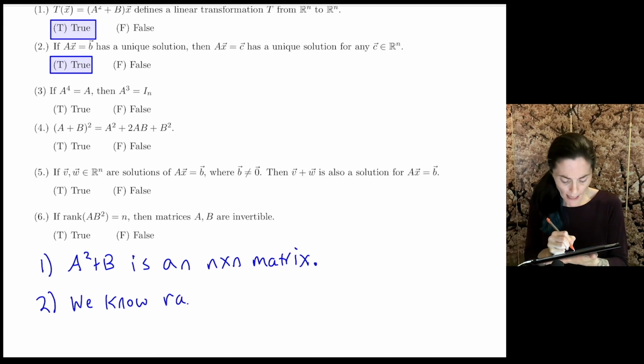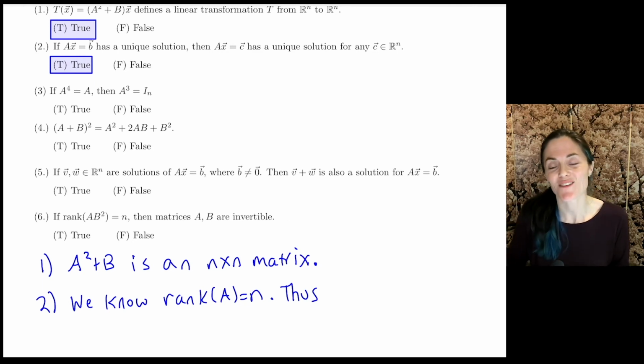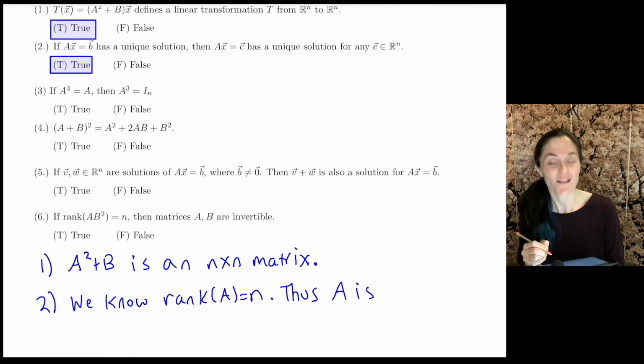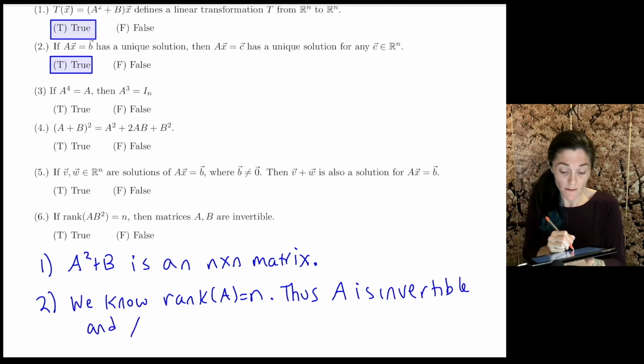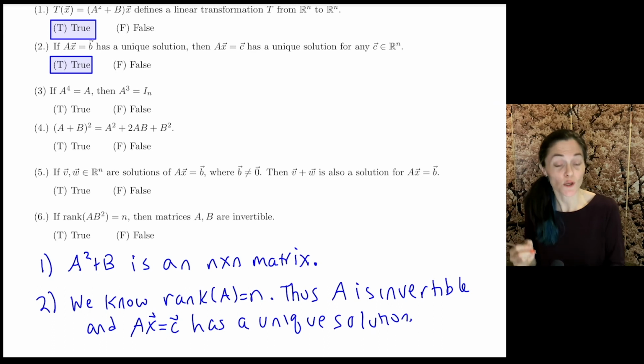This would say the rank has to be n in this example, and this happens if and only if the reduced row echelon form is the identity, or A is invertible. These are all different ways to say that. And in particular, A is invertible, we will have that Ax equals c has a unique solution. So this is one way to think about number 2. The solution would be just A inverse times c, like this.